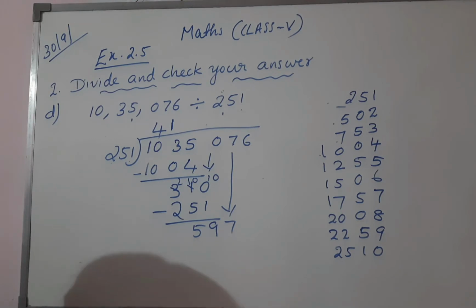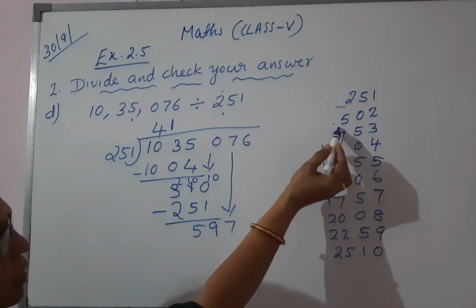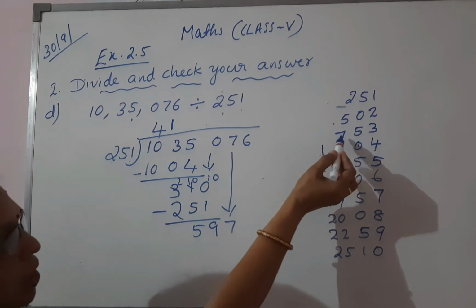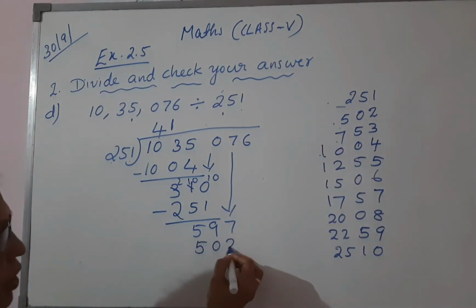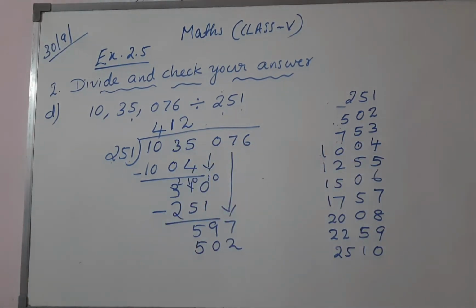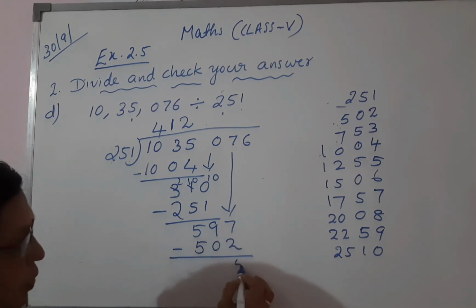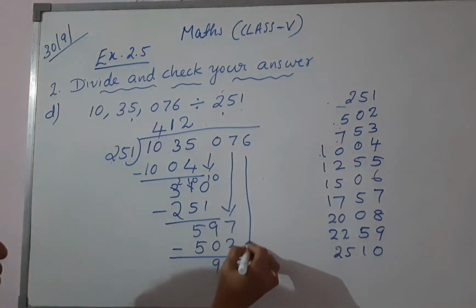Now 597. For 597, we have to go through the table. Find a number either equal to or less than 597. Equal to it is not there. Less than means 502 is there. So we can write 502. How many times? 2 times. You should do subtraction. 7 minus 2 is equal to 5. 9 minus 0, 9. Bring down 6.